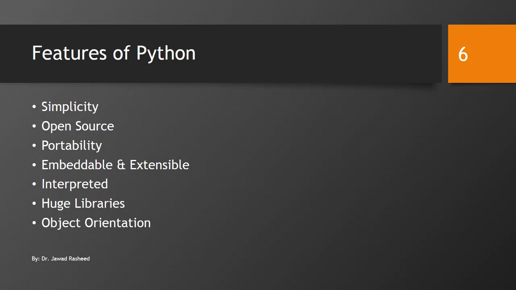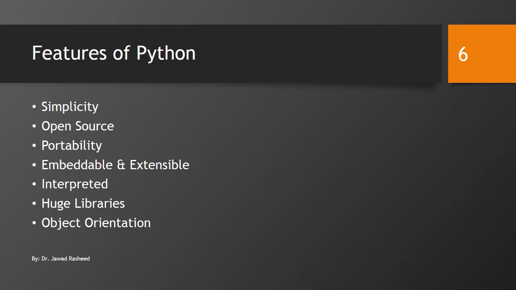The next feature is the embeddable property. Chances are that certain languages may perform certain functions better than Python, but that does not stop you, as Python supports adding code of other languages into itself to run those functions, which makes Python all the more powerful.